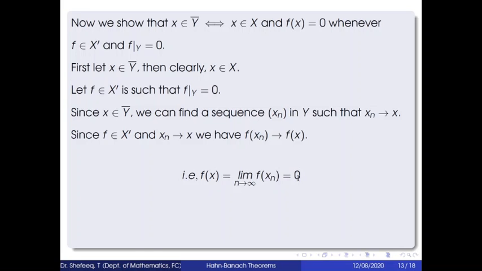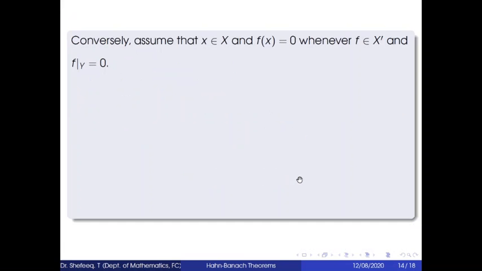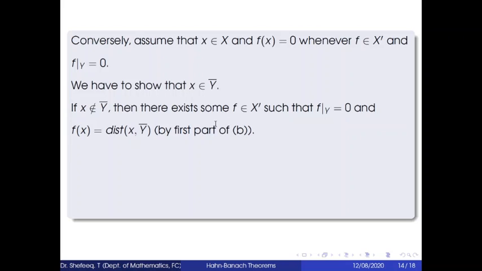Now conversely, assume that x belongs to X and f(x) is equal to 0 whenever f belongs to X' and the restriction of f to Y is equal to 0. We have to show that x belongs to the closure of Y. Let us take the contrary, that x does not belong to Y bar. Then by part B of our theorem, there exists f belonging to X' such that the restriction of f to Y is equal to 0 and f(x) is equal to the distance of x from Y bar.